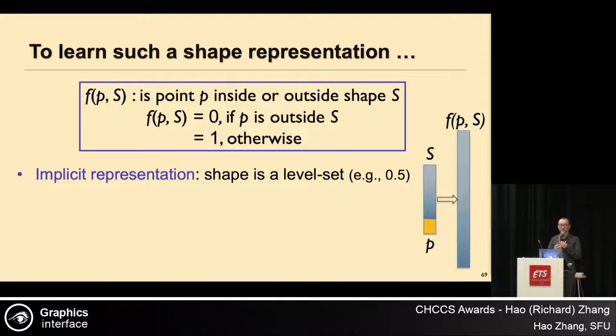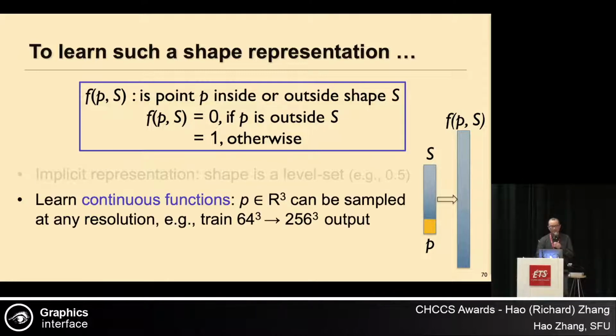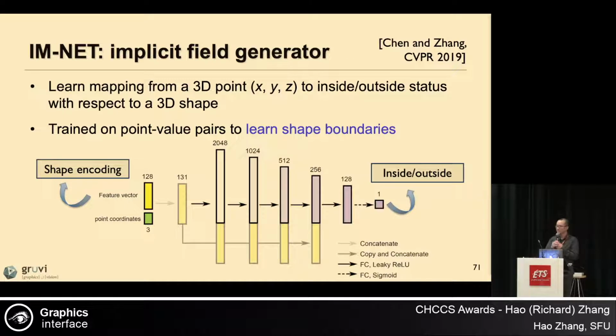After you've learned this implicit field, you can extract a shape by just taking a level set. What's nice about this, first of all, is that I believe it's a good and new representation for shapes, and it can also learn a continuous function. That is, if you train your neural network on data with a lower resolution, 64 cubed, you learn a function that can be sampled at a higher resolution. The network was extremely simple. It takes a code encoded by some encoder, and then a coordinate XYZ, and goes through several layers of MLPs. At the end it produces a number called occupancy, whether it's inside or outside, and this can be trained using point-value pairs. This was called IMNet, CVPR 2019.